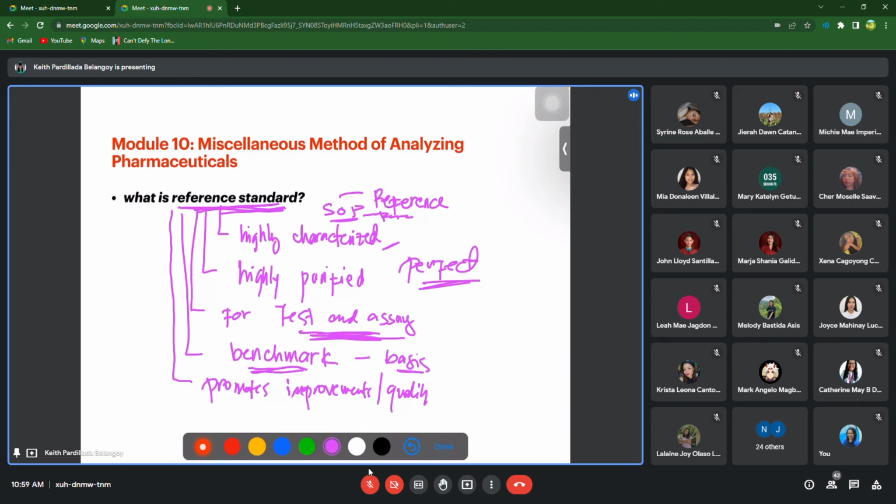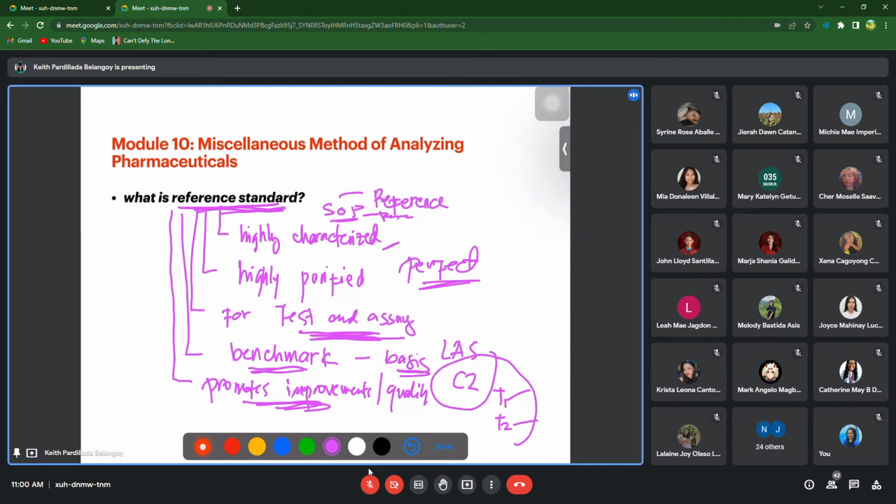So if you can reach the benchmark, then okay. If you cannot reach the benchmark, you have to improve. So the reference standard allows for improvement. Let's say for example, when you used your C2 and you had your trial 1 and trial 2. You did your trial 1 and trial 2 because you'd like to verify the truth about the C2.